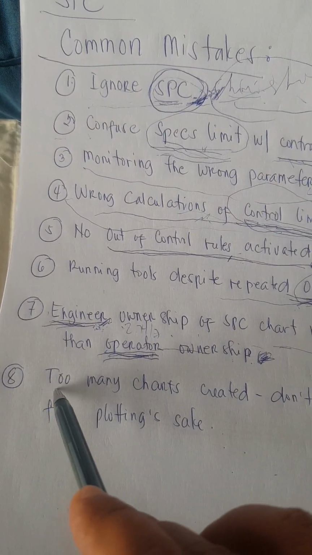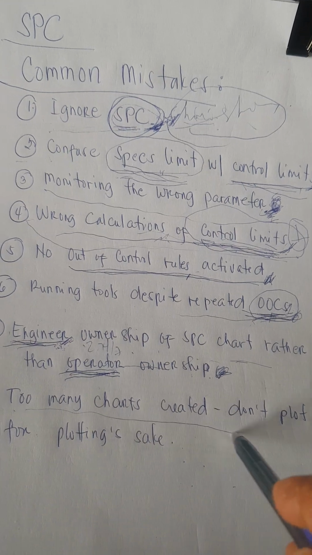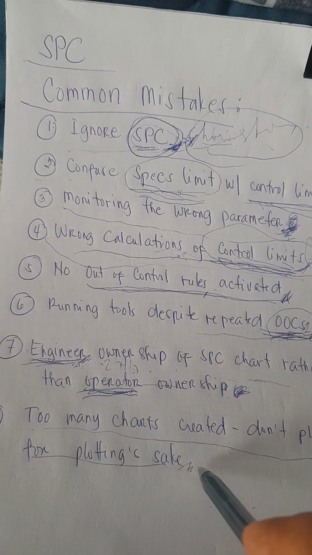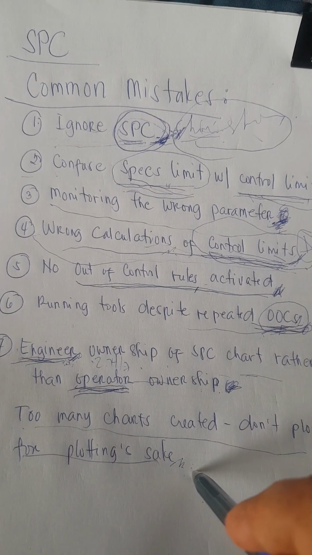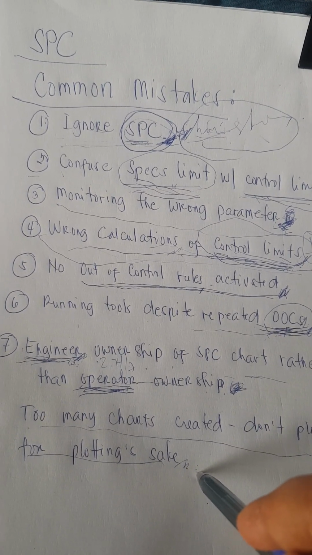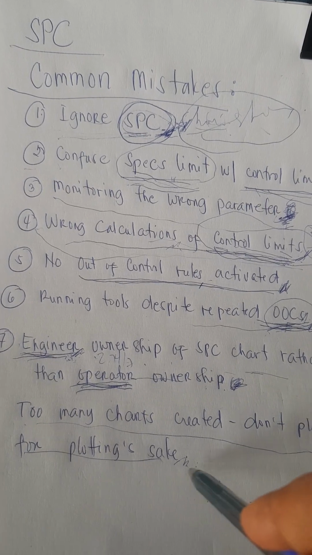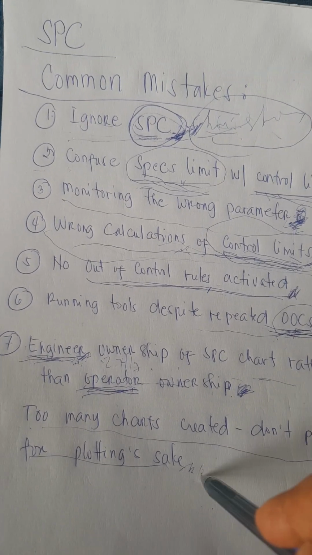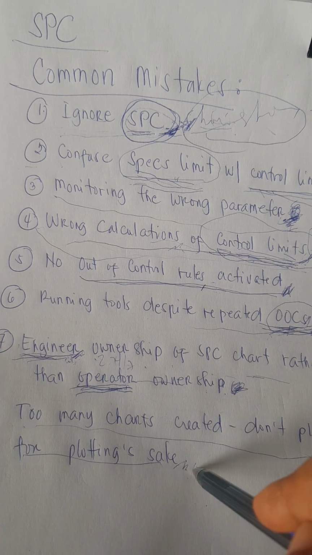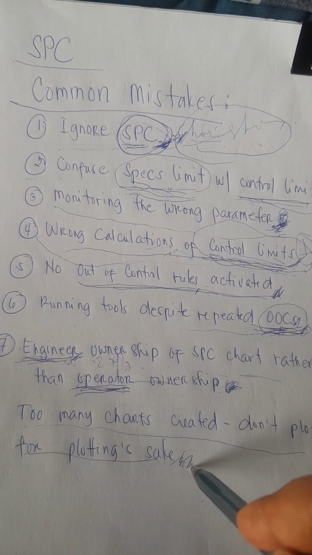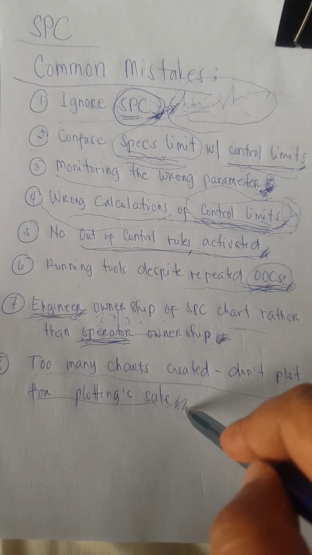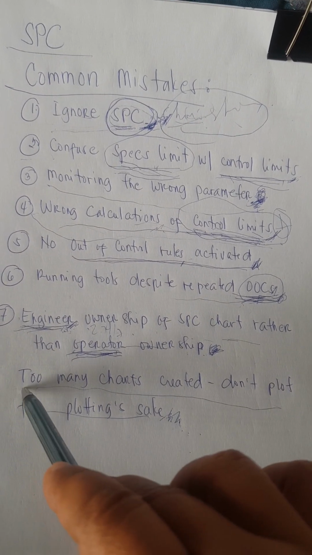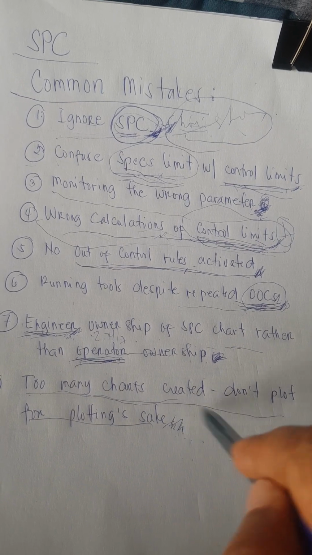Number 8, too many charts created. Don't plot for plotting's sake. We usually do this because, of course, we want to cater to the customer requirement. We plot and plot. There are many monitoring activities happening in our process, but we don't know the essence of why we are monitoring them. We don't know how to interpret. Too many charts created. Don't plot for plotting's sake.